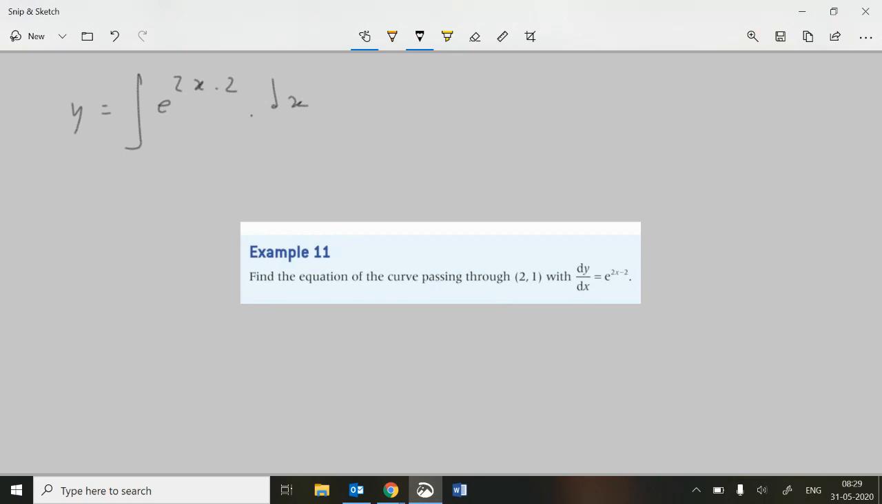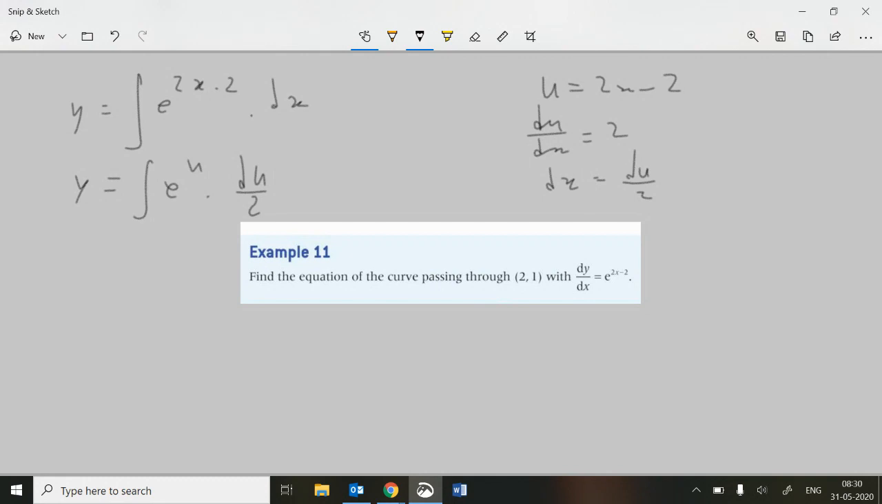Okay, so again, here we're going to say u is equal to 2x minus 2. So du/dx is just equal to 2. And then dx, on the left-hand side here, is going to be du divided by 2. So we're going to substitute that in. So next step, this is the integral of e to the u dot du over 2, and that's equal to y.